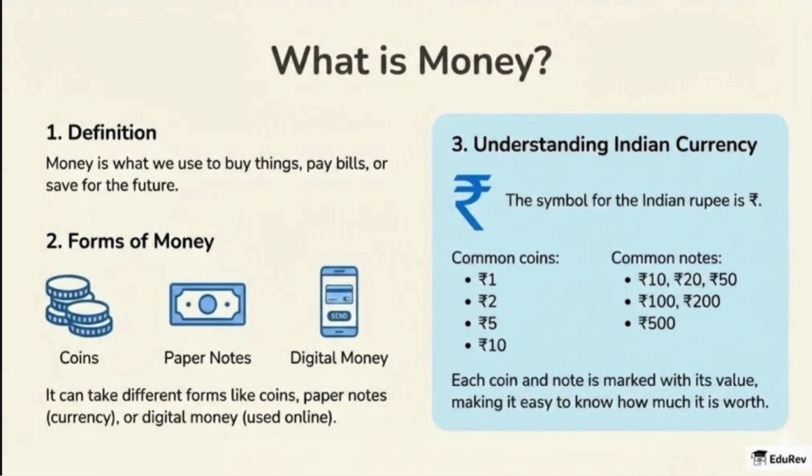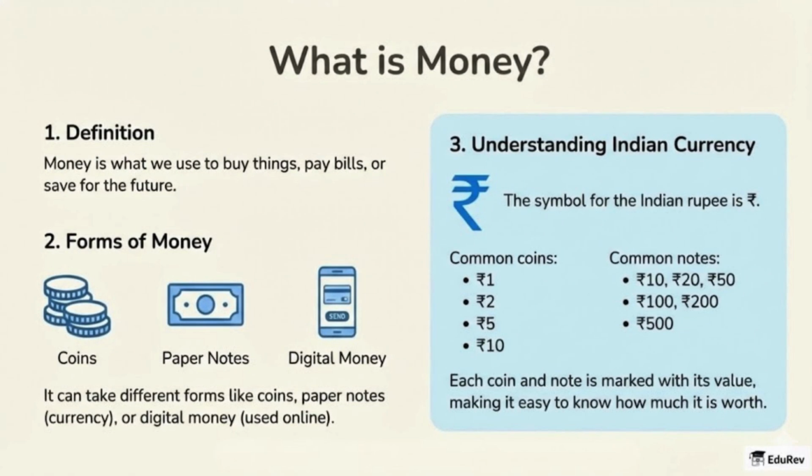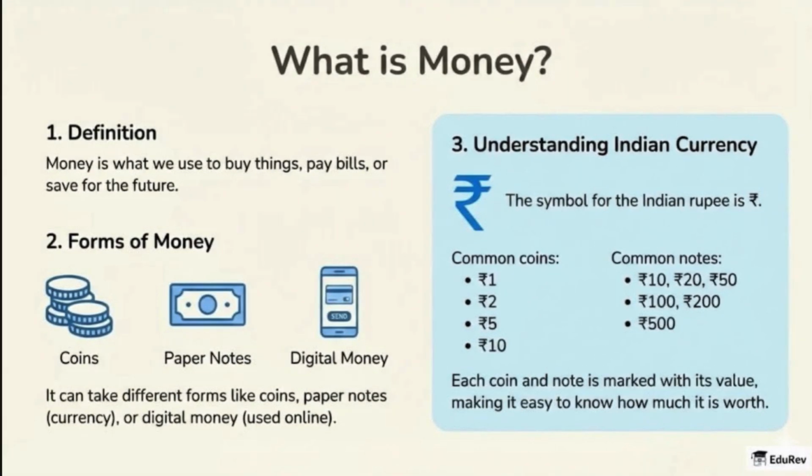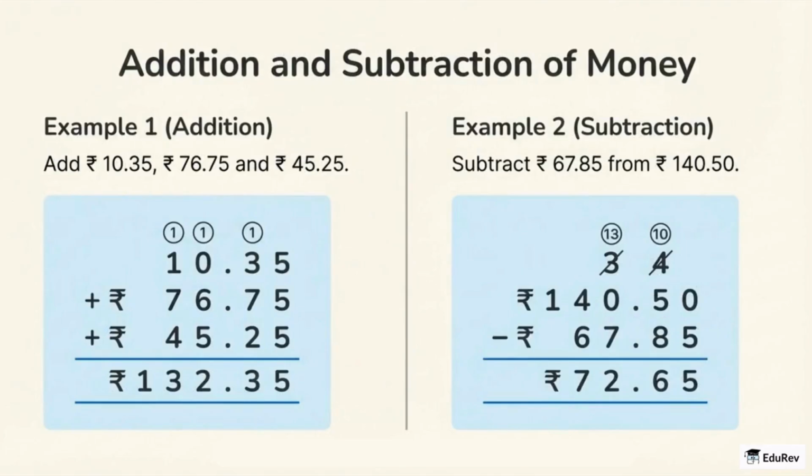So, what does money look like and how does it come? Money can be coins, paper notes, or digital balances used online. In India, the currency is the rupee. Common coins include 1, 2, 5, and 10 rupees, and common notes include 10, 20, 50, 100, 200, and 500 rupee notes. Each coin or note is clearly marked with its value, and digital money works the same way but exists electronically. Let's practice addition and subtraction with money.